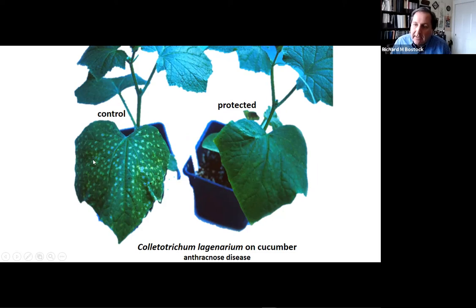And you can see all these little dots is where they applied some spores. And you can see that there's no protection of this leaf. But if you hit that lower leaf with Colletotrichum lagenarium, and then waited 4 or 5 days, and then came back and challenged this upper leaf, you had no disease. Okay, and you have to wait a few days to see the disease develop. But there was no disease developing in this upper leaf.